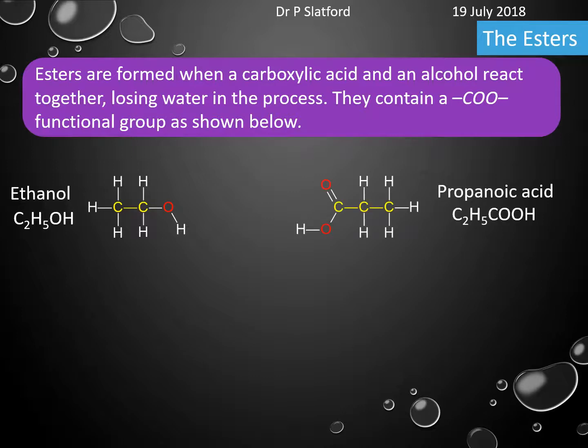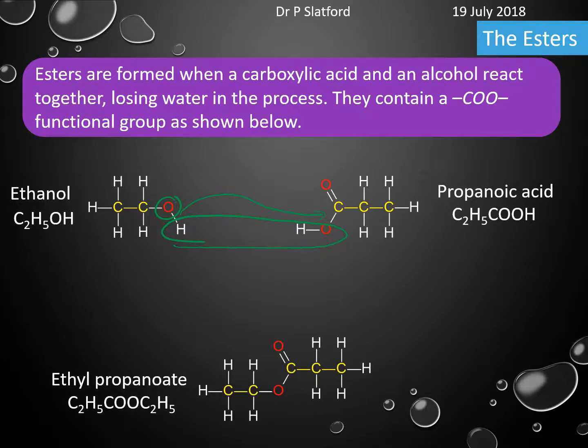Now, this oxygen here attacks that carbon there. We end up losing the water here, okay? And the new molecule that is formed is what is known as ethyl propanoate, okay? The ethyl part of the name comes from the alcohol, and the propanoate comes from the carboxylic acid.